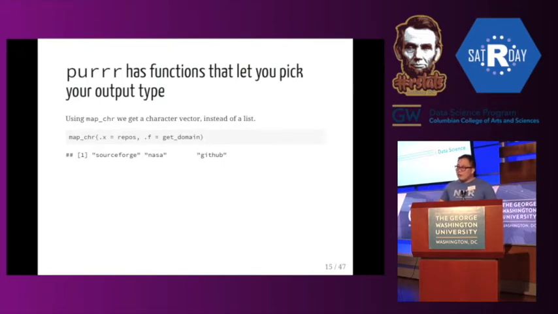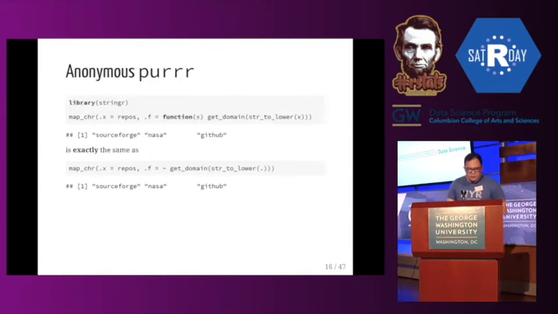Like if you wanted a data frame back, a really common thing is you get everything to a list of data frames, and then you bind the whole list together, right? But in purrr, you can just say map_df, and it'll just give you the data frame back, right, with everything concatenated together. You can also have anonymous functions in purrr.